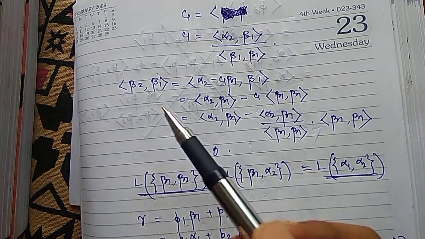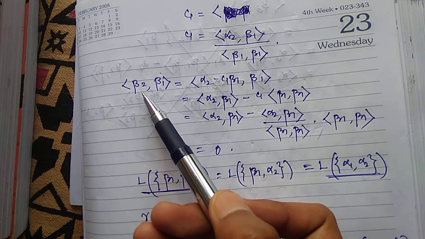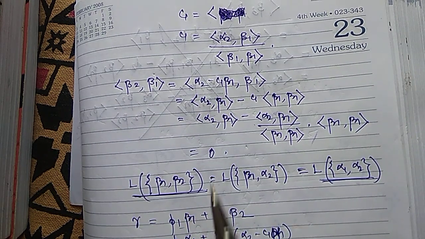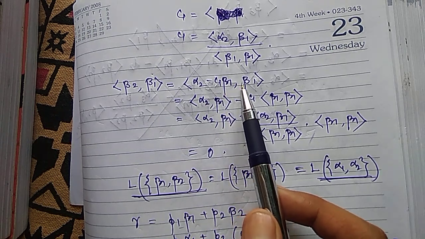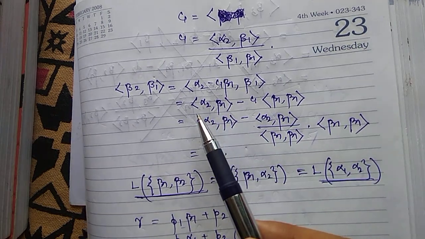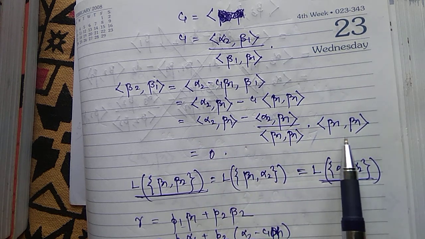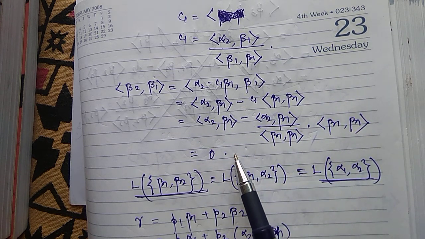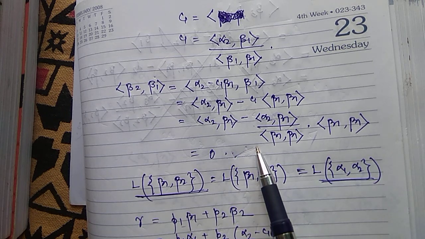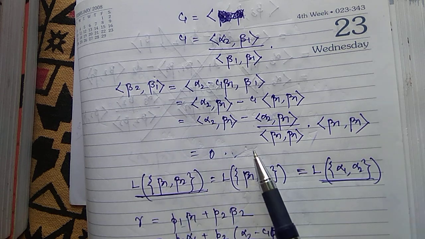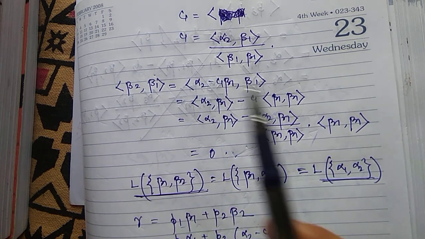because here, inner product beta 2 beta 1 is equal to inner product alpha 2 minus c1 beta 1 comma beta 1. After a little bit of calculation we get this is equal to 0. That means beta 2 is orthogonal to beta 1.